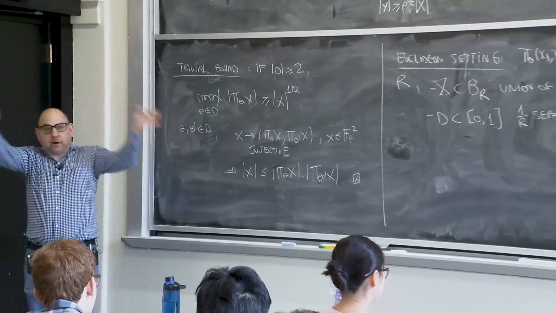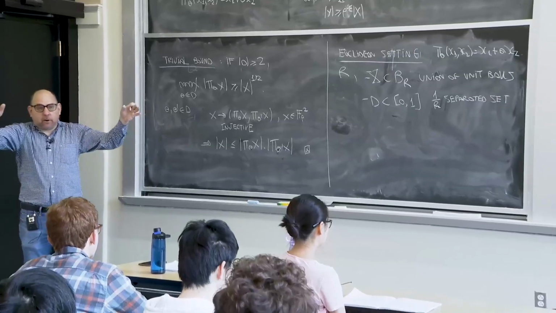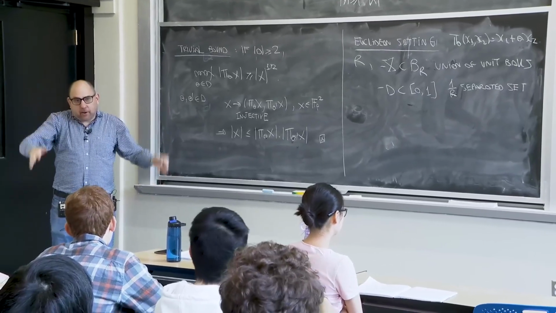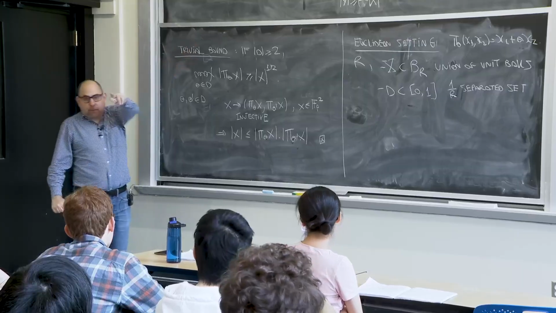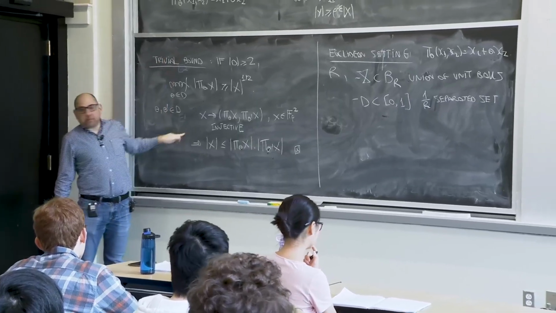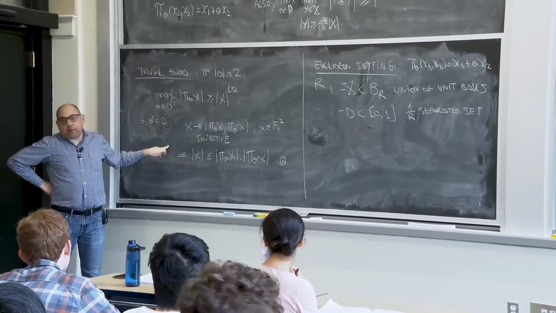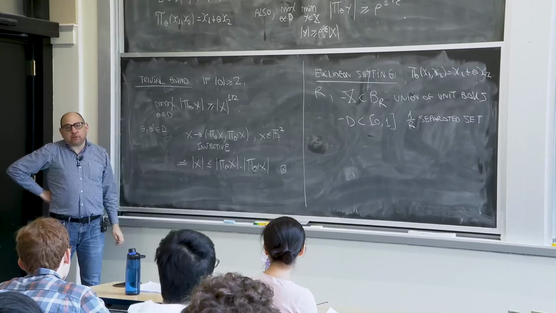Because if everything is packed into a smaller ball, if you project, you still have an interval of size square root of r. So you're right. That fails. I'm going to come back to your example. That fails, but this still holds. Can the trivial bound be true in this setting without assuming anything else?